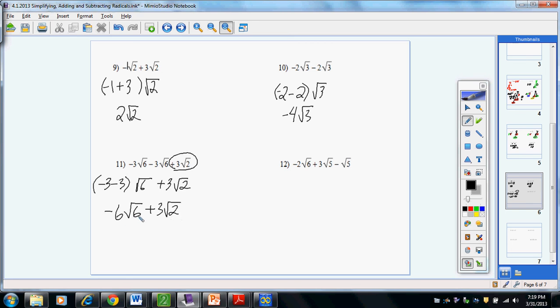Now again, we can't simplify this right here. The only multiples of 6 is either going to be 6 and 1 or 3 and 2, and neither one of those have anywhere else to go. That's the product of the primes there.